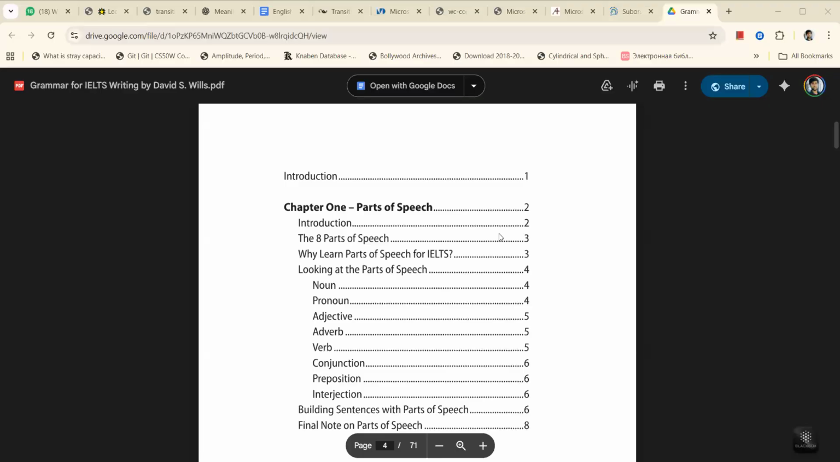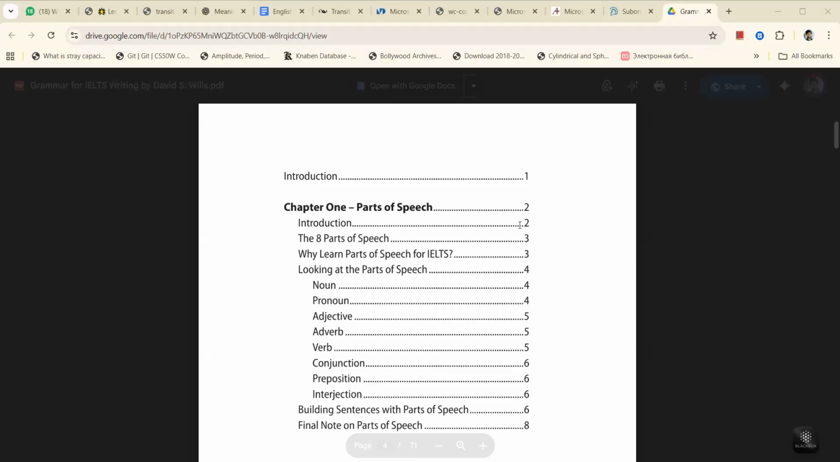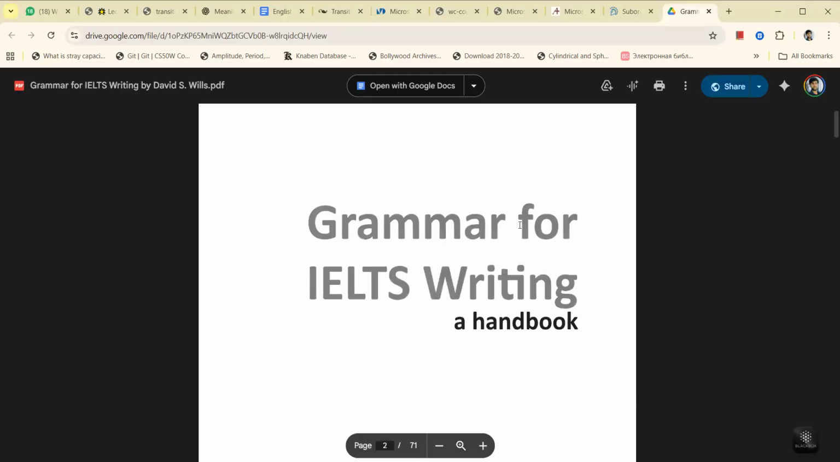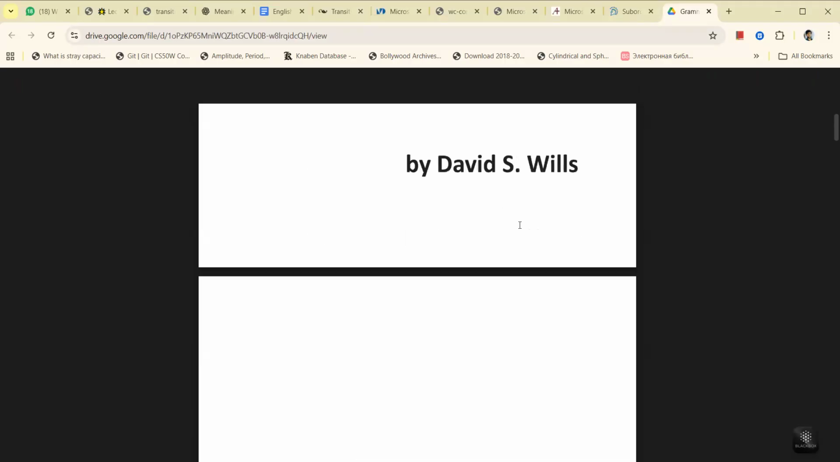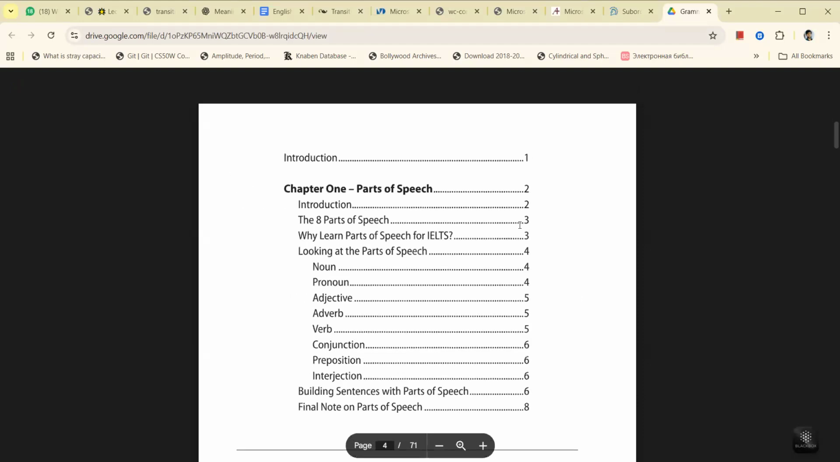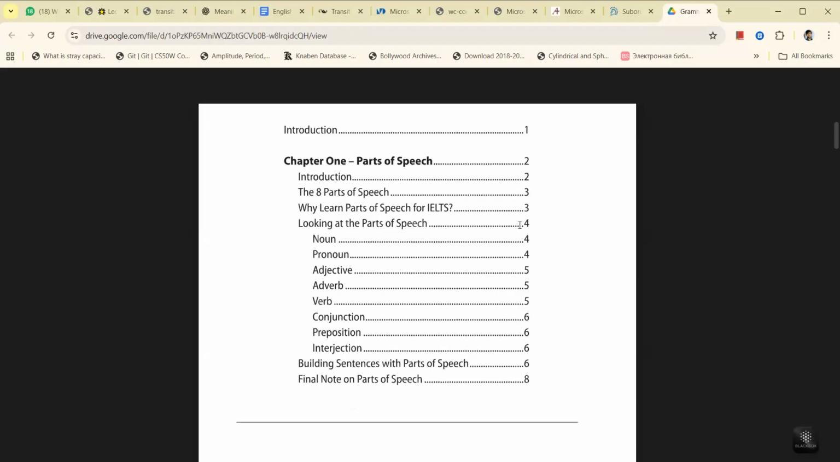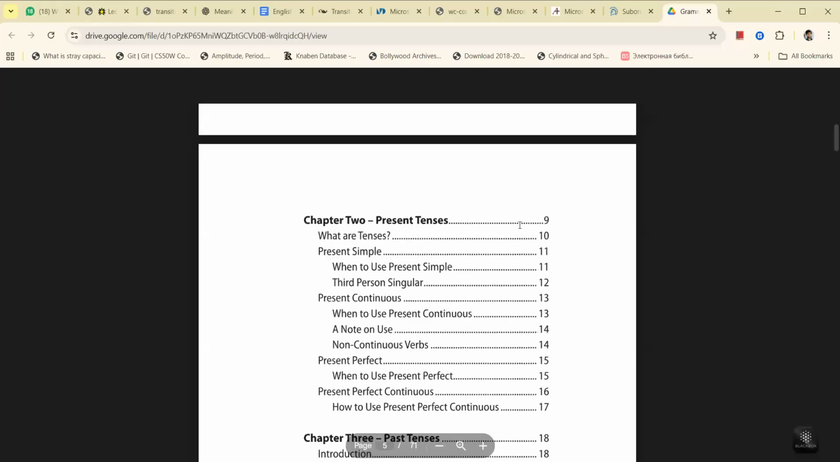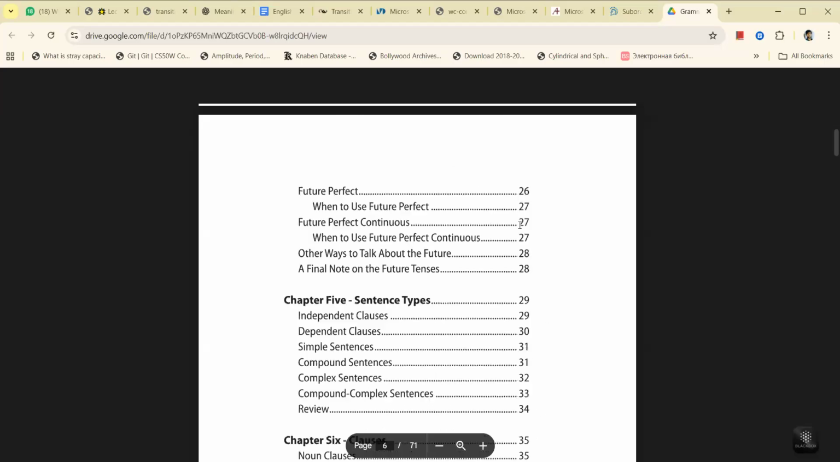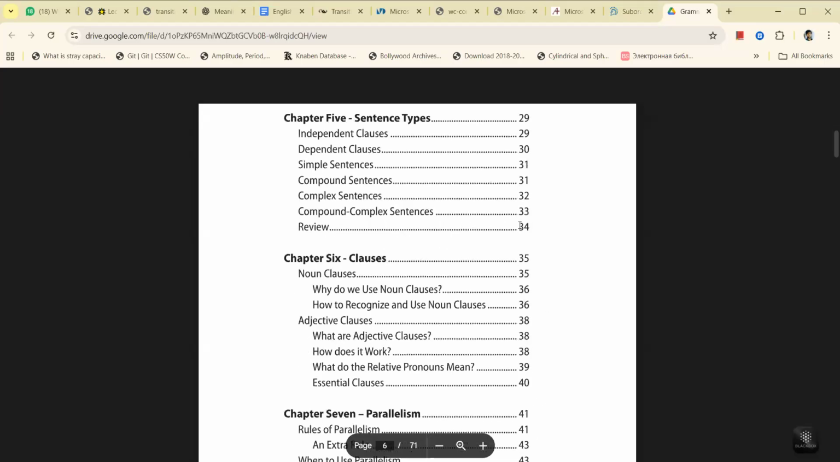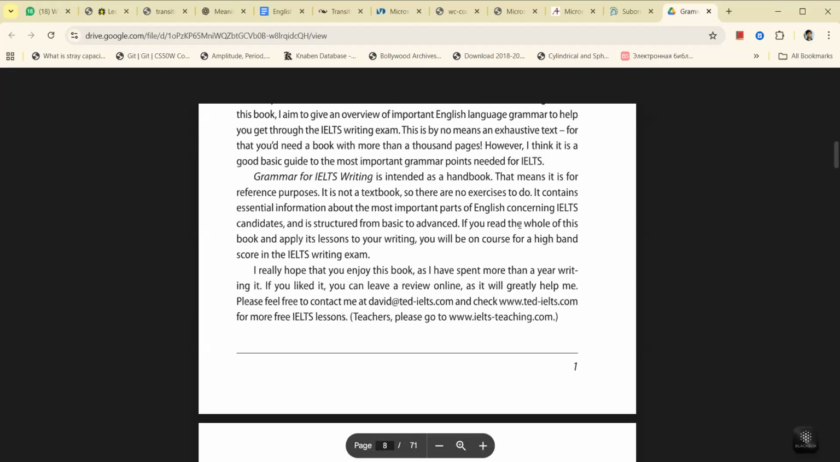Actually, this is a well-written book, especially grammar for IELTS writing, by David S. Mills. We will explore the topics from parts of speech, and then chapter 2: present tenses, past tenses, future tenses. Let's dive into chapter 1.